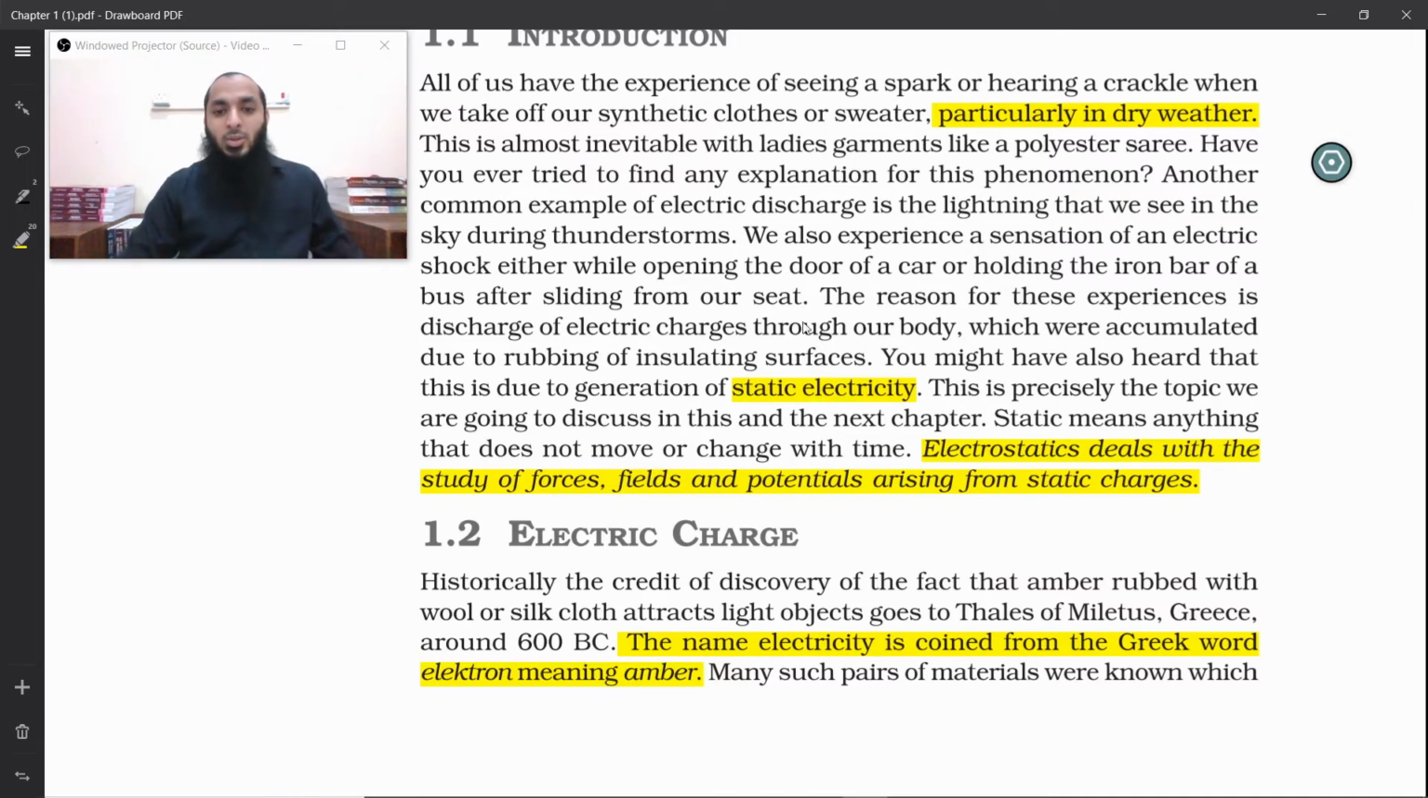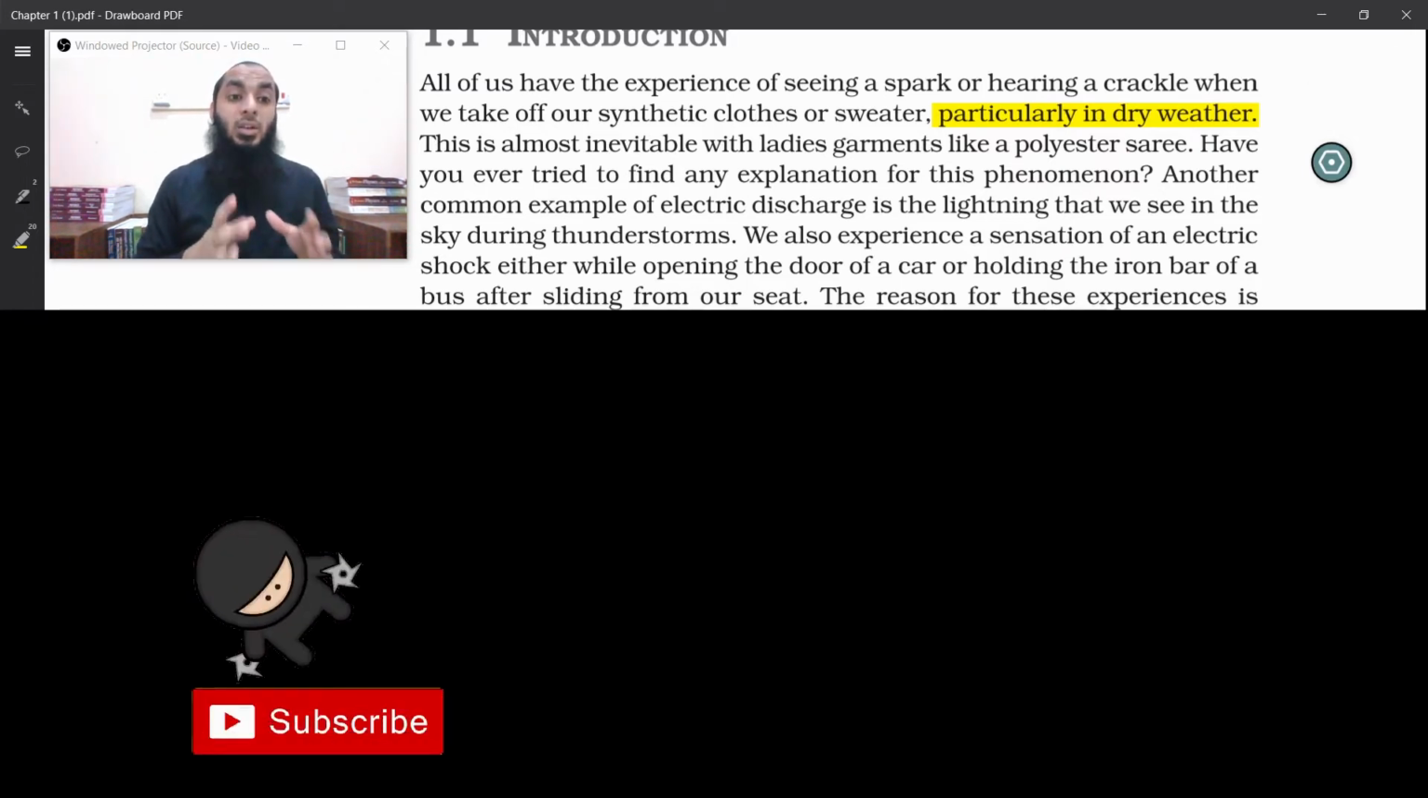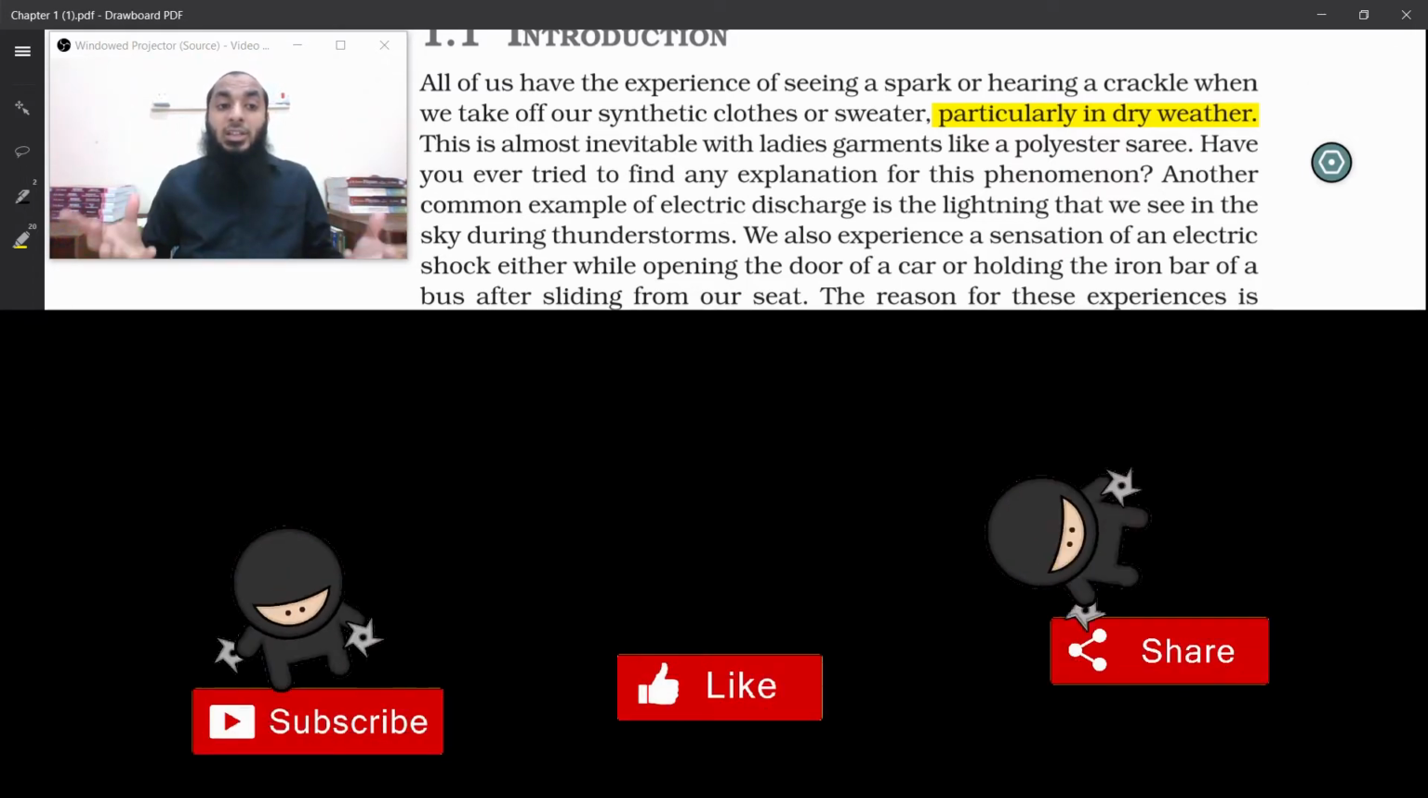Okay. Now let's proceed. You might have also heard, the reason for these experiences is the discharge of electric charges through our body which were accumulated due to rubbing of insulating surfaces. Now here another thing you have to notice is insulating surface. I told you, if it's a conducting surface, what will happen?